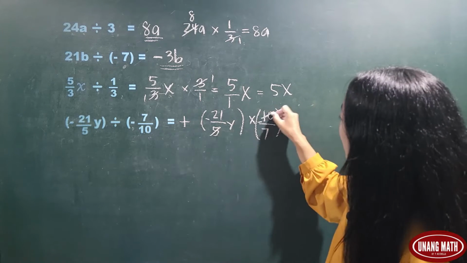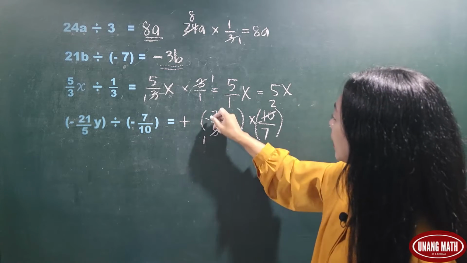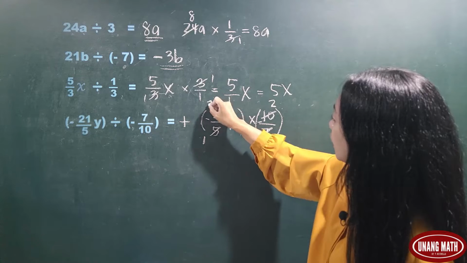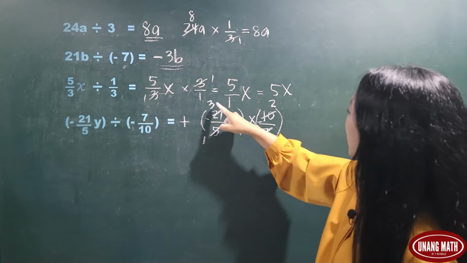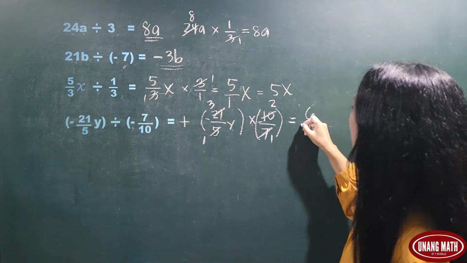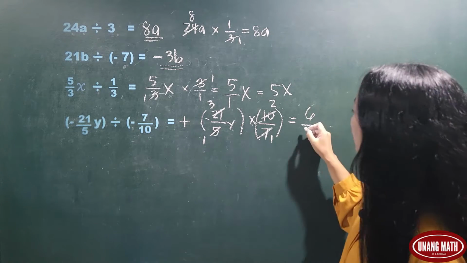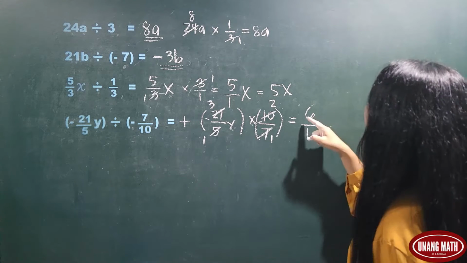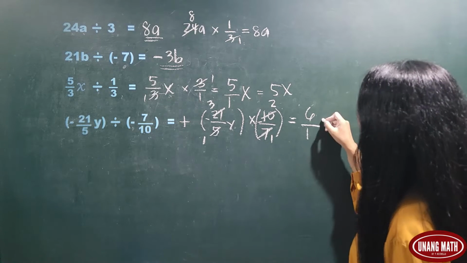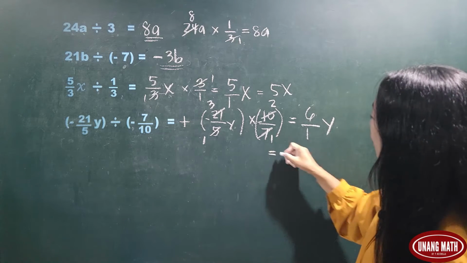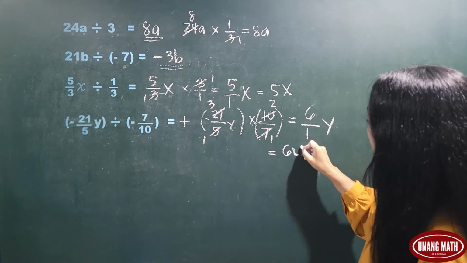So simplify. This is 2, 1. 21 and 7 can be simplified. This is 1, 3. So 3 times 2, this is 6. Okay, over 1 times 1 is 1. Okay, the variable y must be written to the right of 6 over 1 or 6. So it's going to be 6 over 1 y or 6y.